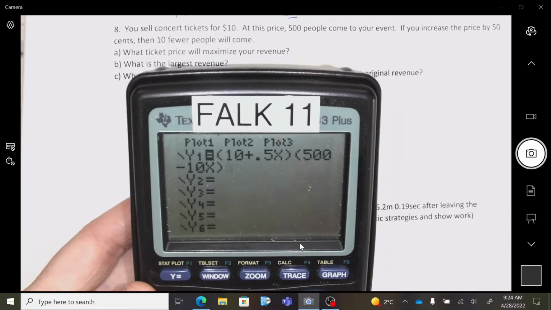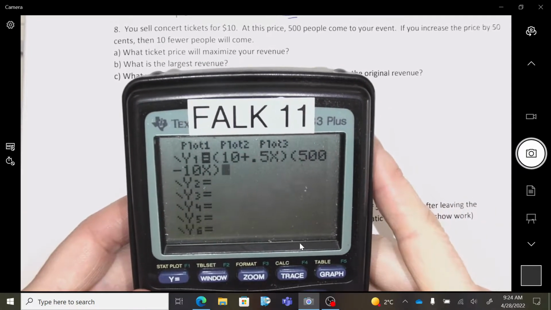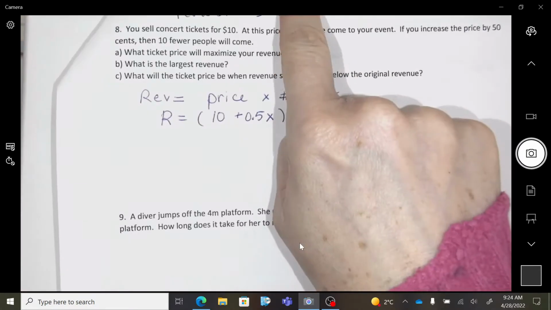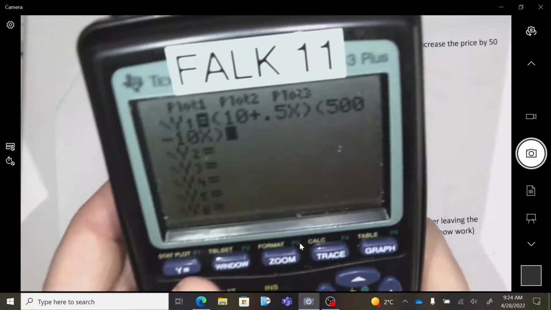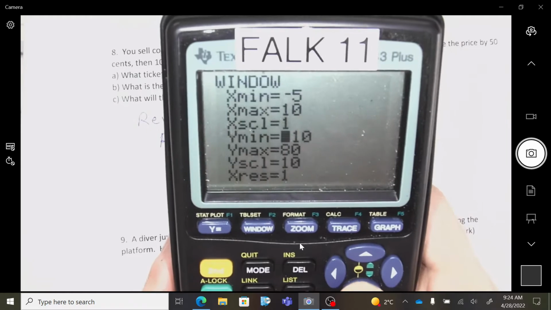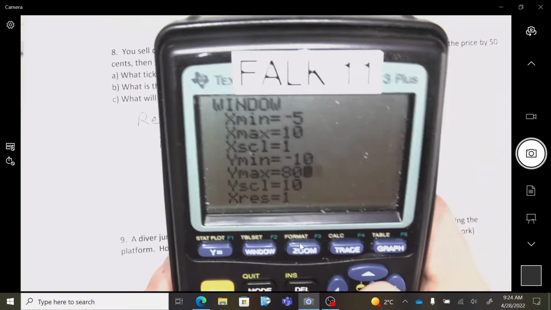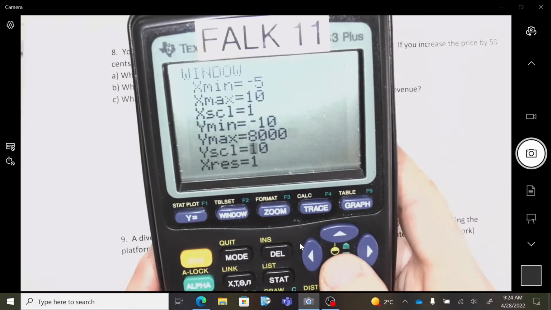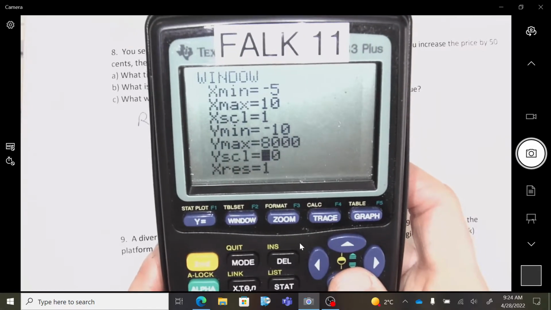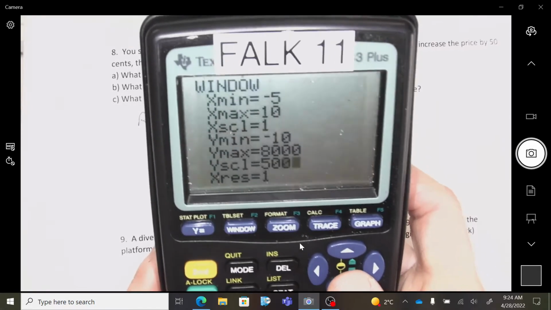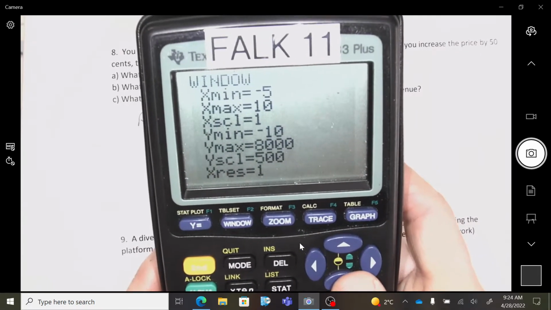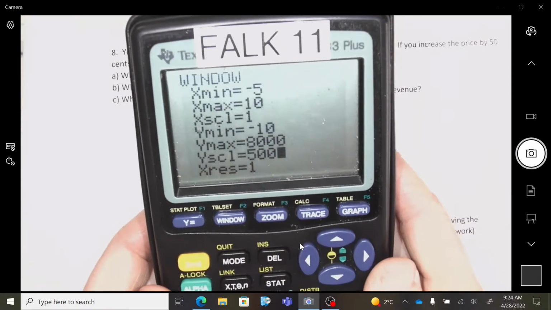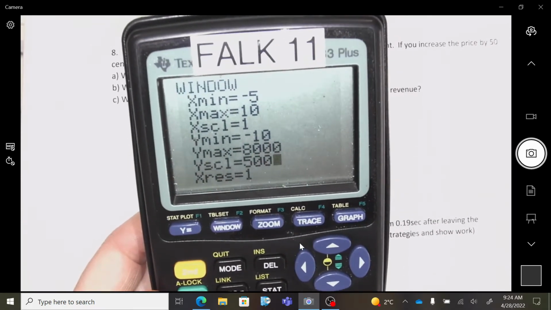All right, when I go to my window, I know I'm already not going to see this graph. We already had a revenue of 5,000. So let's go to window Y max. Let's go 8,000. And I'm going to go up by, do you want to do by 500s? So I changed it to 8,000 Y max on a scale of 500.